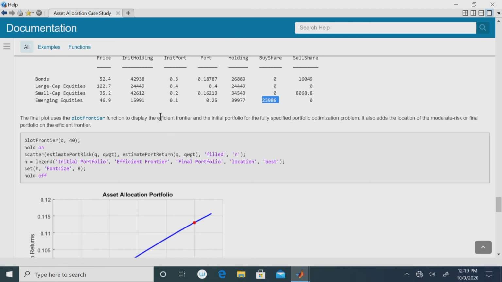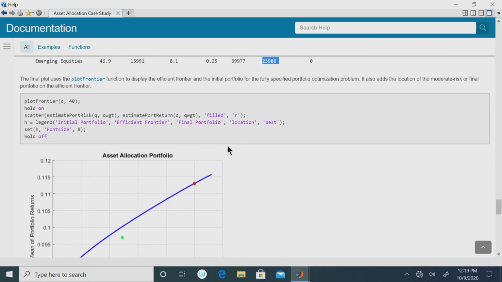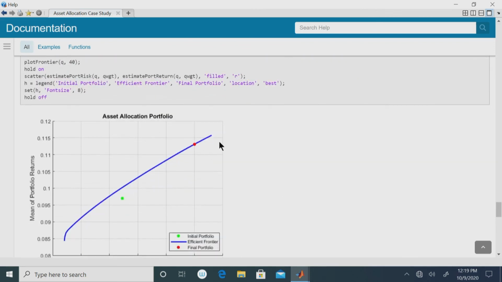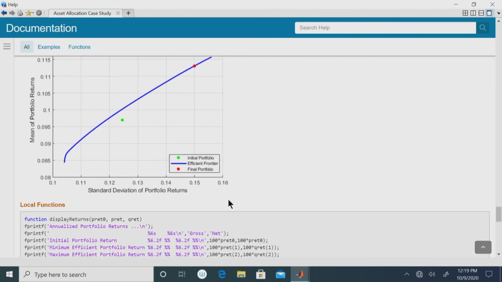Now we plot the efficient frontier, and we have the initial portfolio, which plots the initial portfolio, and it also plots the fully specified portfolio optimization problem. This is the efficient frontier after all your constraints, such as the transaction cost and the turnover rate, have been fully specified along with your specified level of return and risk. The green one is the initial portfolio, and the red one is the final portfolio.